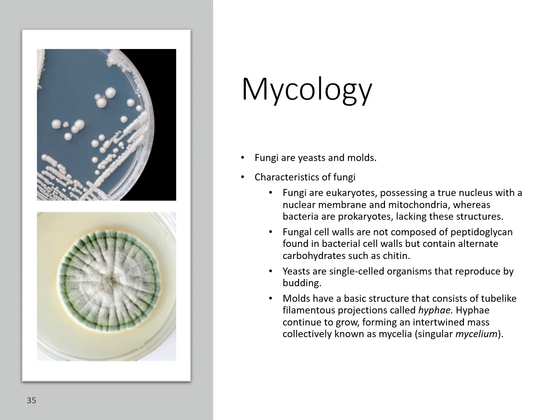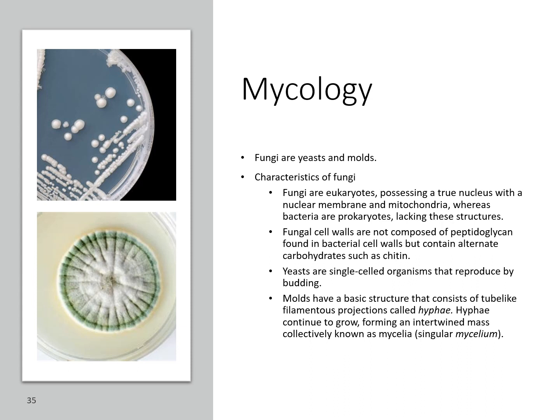With mycology, this looks at the different fungal elements, which include yeast and molds. And so with this, you're looking at organisms that do possess a true nucleus with a nuclear membrane and mitochondria, whereas, of course, the bacteria lack those structures. And with these, the fungal cell wall is not composed of the peptidoglycan, and so this is what helps to differentiate them from the bacteria. But they do contain an alternate carbohydrate such as the chitin.